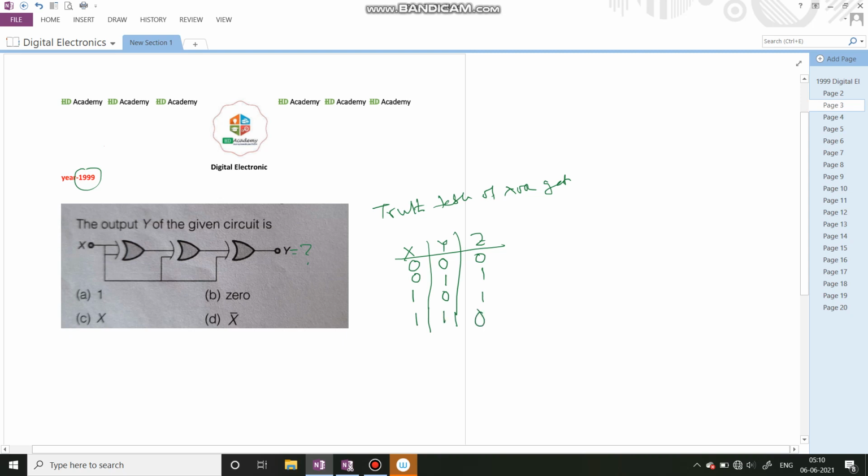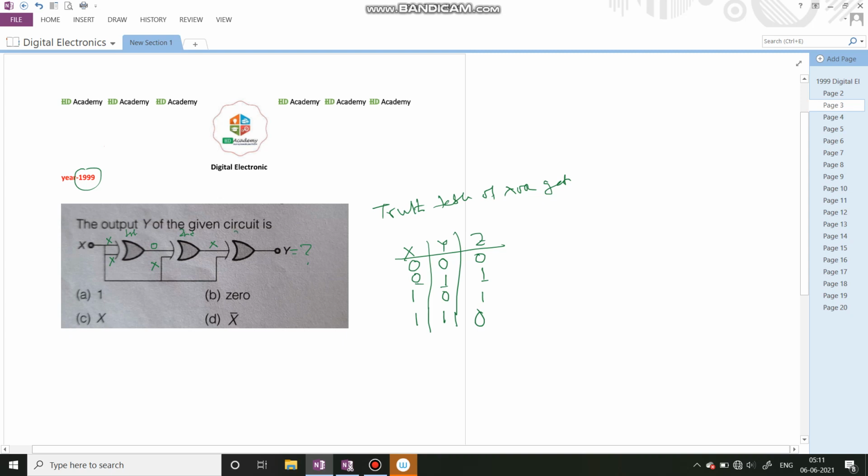So for this case, for the first XOR gate, both inputs are X, so the output will be 0 because both inputs are the same. For the second XOR gate, one input is 0 and the other input is X. So here you see, if one input is 0 and the other input is 1, the output depends on the other input, that means 1. So here the output will be X.